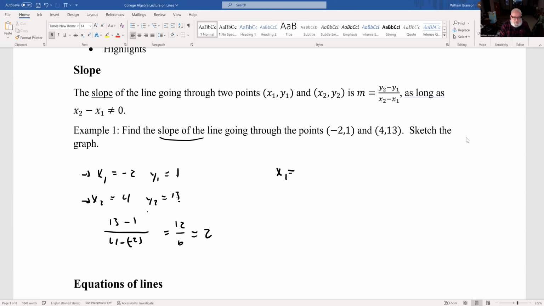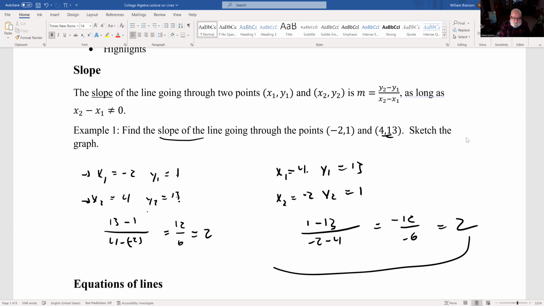You could, of course, do it the other way, which is to say x1 equals 4, take this point to be x1 and y1, and x2 to be -2, and y2 to be 1. And then your slope is y2 minus y1, which is 1 minus 13, over x2 minus x1, which is -2 minus 4. That's minus 12 over -6, which is 2. Those are the same thing. So it doesn't matter which point you take as x1, y1, or x2, y2, the signs will always work out so that you get the right thing.